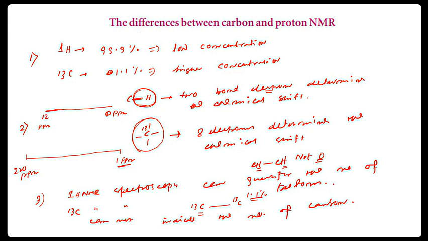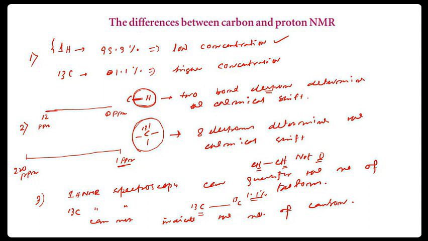If a basic question is asked on the differences between proton and carbon, the first is that for proton the abundance is very high, that's why it works at very low concentrations. For carbon the abundance is very low, that's why it works at very high concentrations. Proton's chemical shift range is very low, 0 to 12 ppm. For carbon it is much higher because the chemical shift is determined by 8 electrons; here it is 2 electrons.